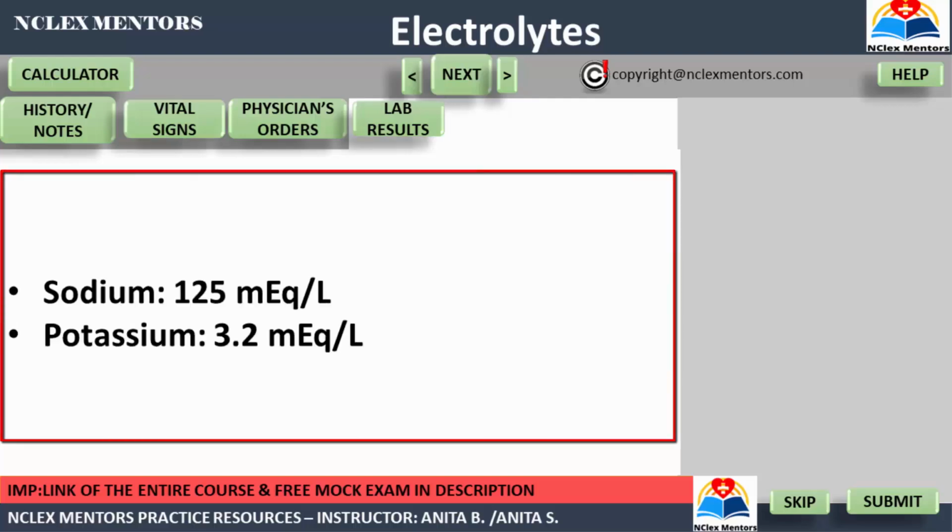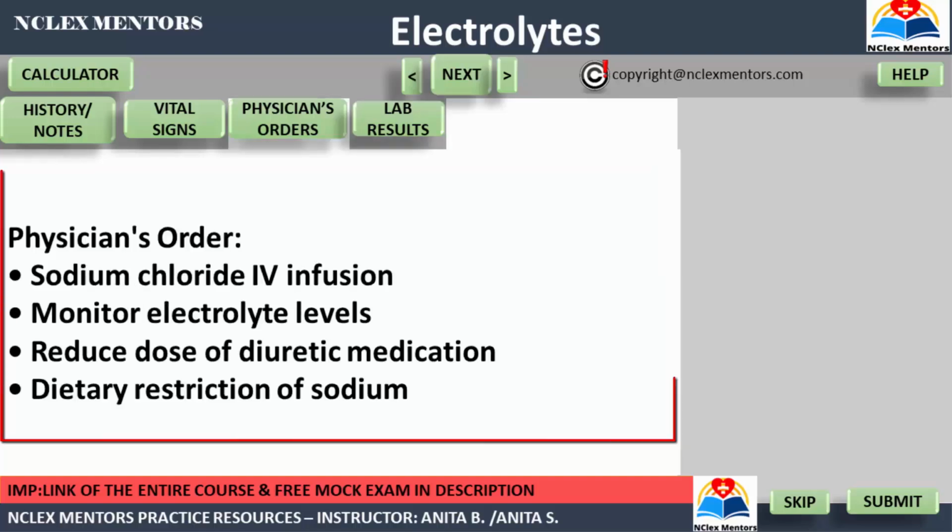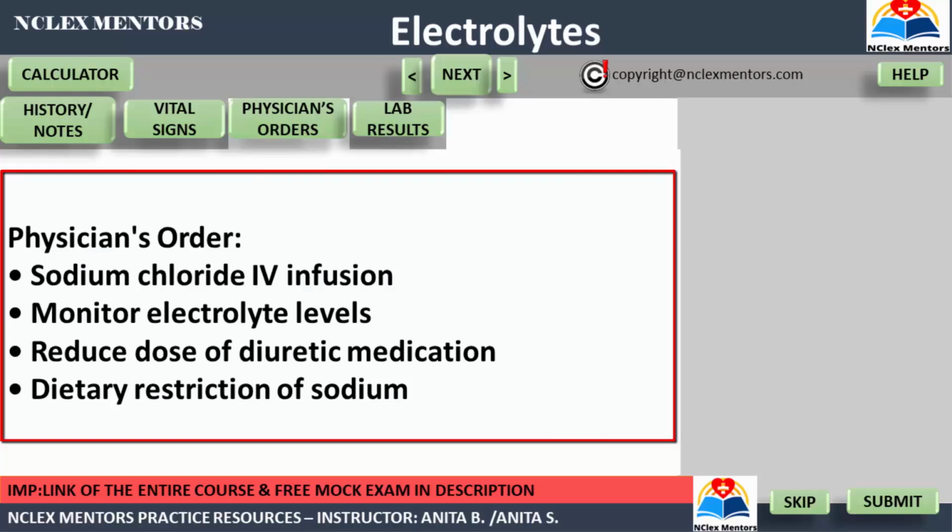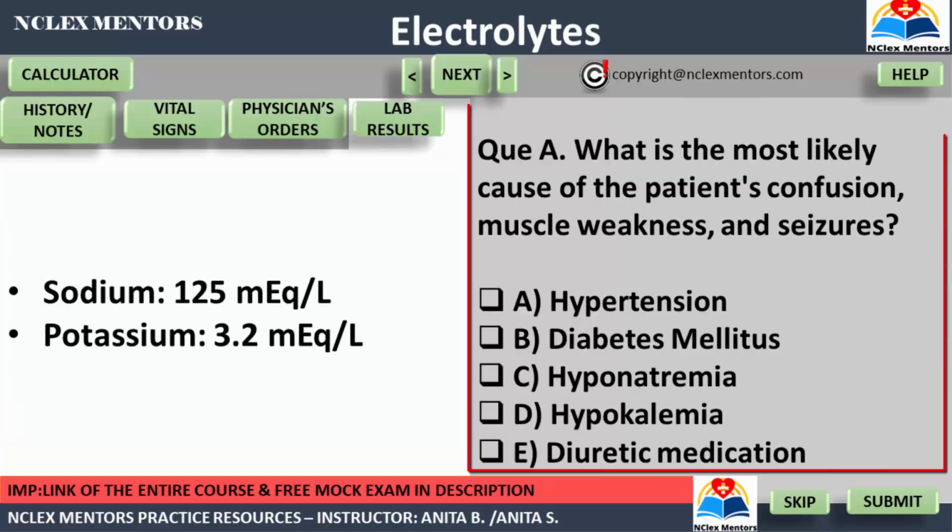Laboratory tests revealed hyponatremia, or low sodium, with a sodium level of 125 milliequivalent per liter, and hypokalemia, or low potassium, with a potassium level of 3.2 milliequivalent per liter. The physician ordered sodium chloride IV infusions, monitoring of electrolyte levels, a reduction in the dose of diuretic medication, and dietary sodium restriction to address his electrolyte imbalances. What is the most likely cause of the patient's confusion, muscle weakness, and seizures?